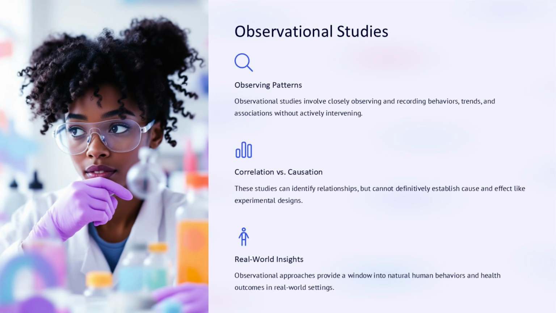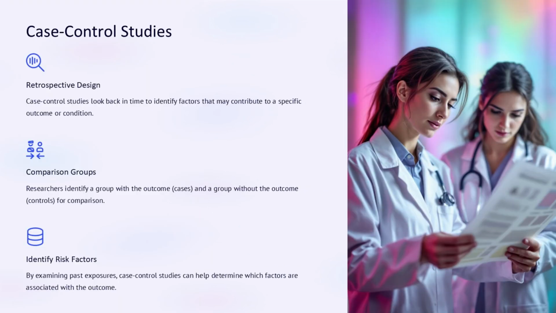Case control studies look back in time to identify factors that may contribute to a specific outcome or condition. Researchers identify a group with the outcome, cases, and a group without the outcome, controls, for comparison. By examining past exposures, case control studies can help determine which factors are associated with the outcome.